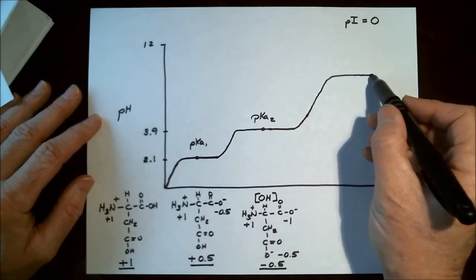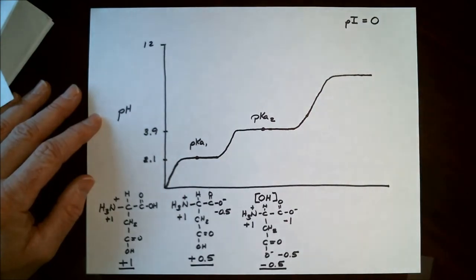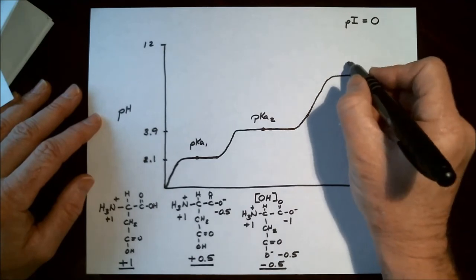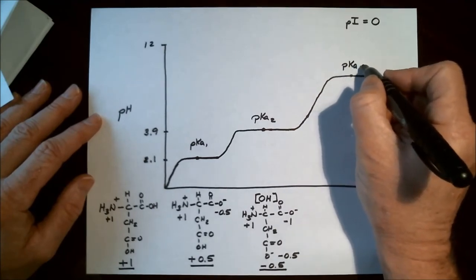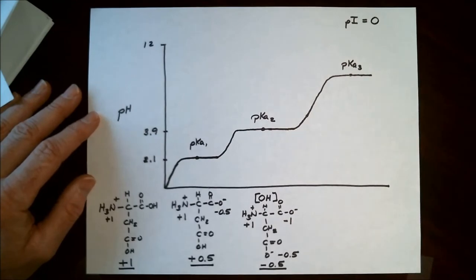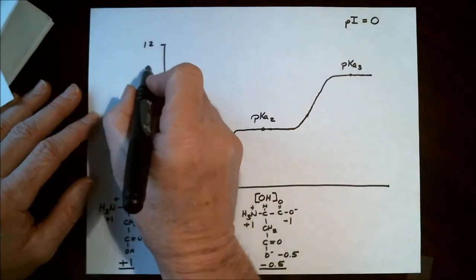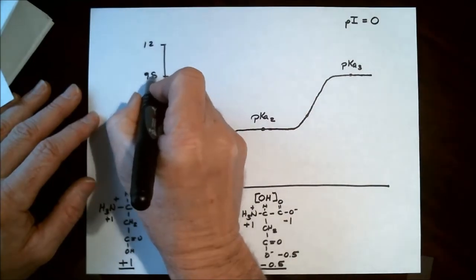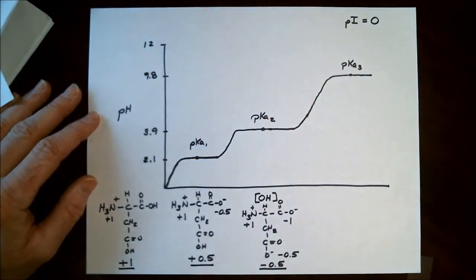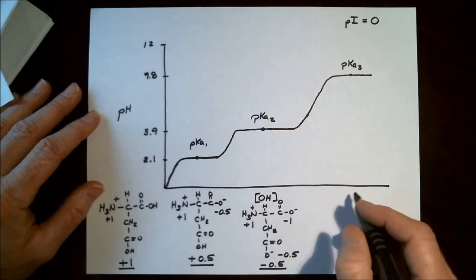Finally, we will reach a plateau that is our final buffering functional group, and this is pKa3 of the aspartate molecule. This pKa is represented at pH of 9.8. So, of course, being so basic, this is going to be representing the pKa of the primary amine. So what does this molecule look like?